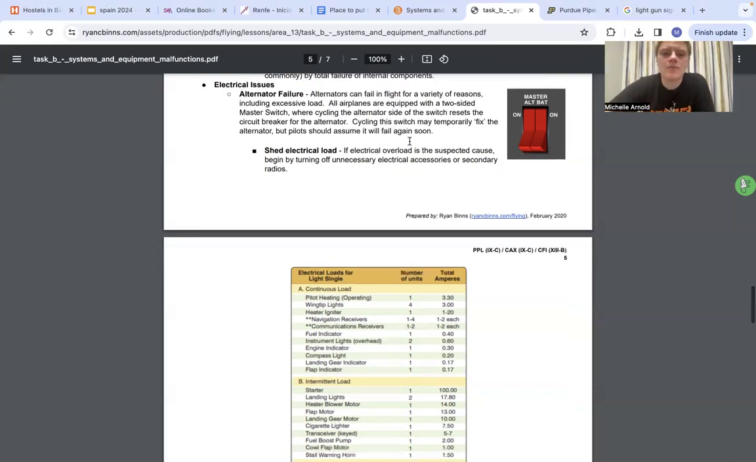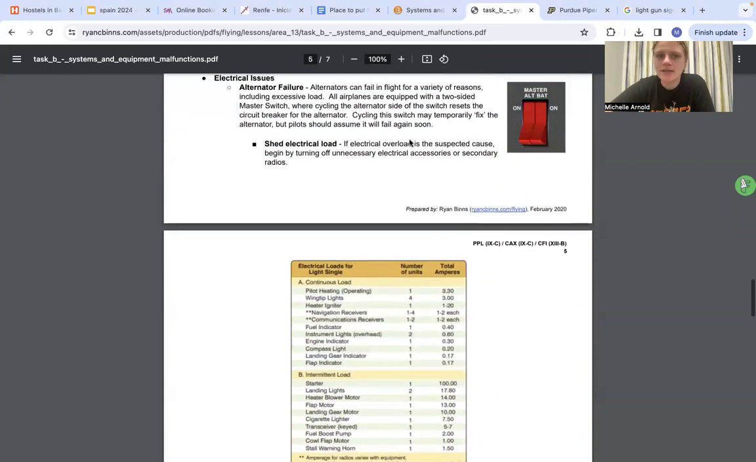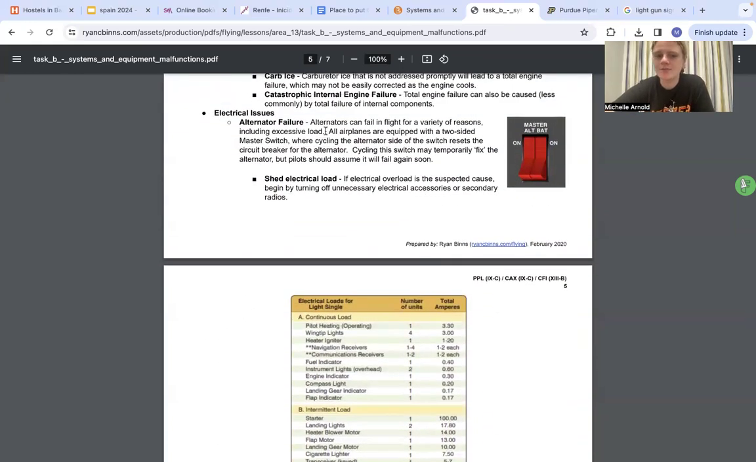All right, so we're actually going to talk about emergency landing after we talk about alternator failures. So alternator failures. Alternators can fail in flight for a variety of reasons. In my case, the alternator belt actually broke, which we could feel in the plane, and immediately our alternator amps went to 0.